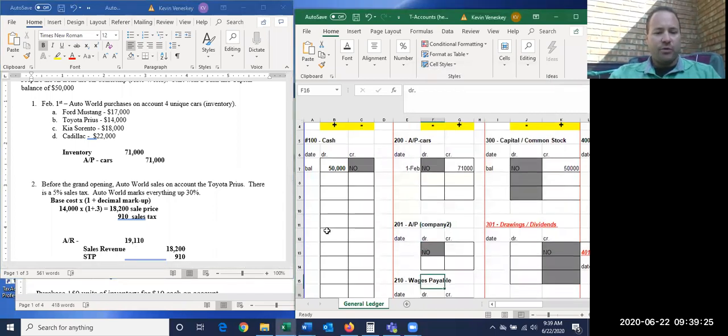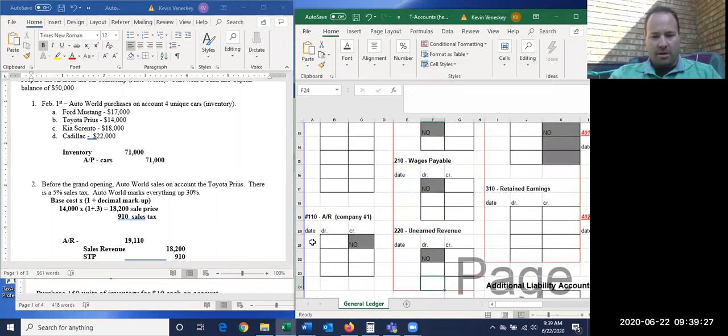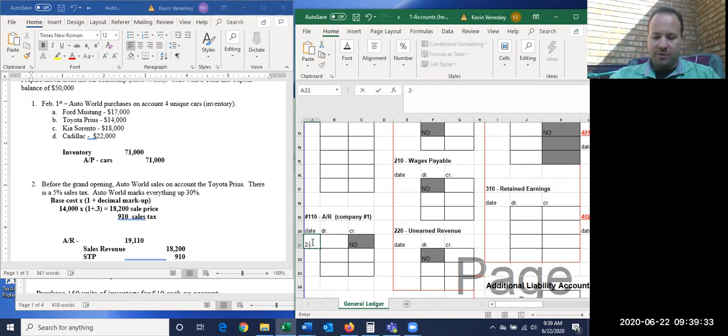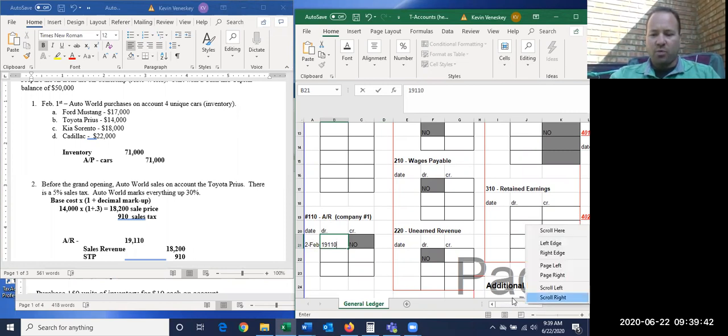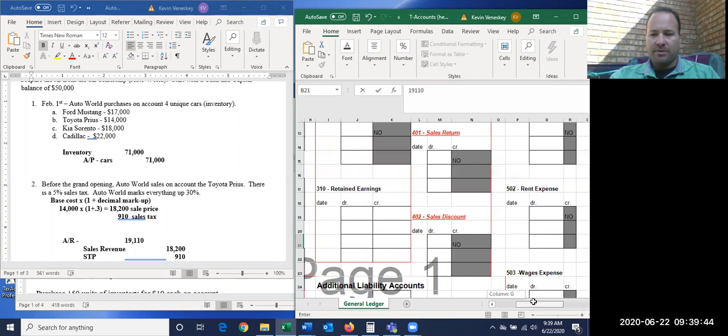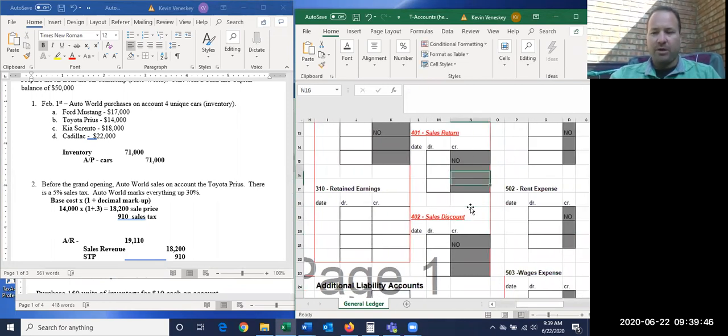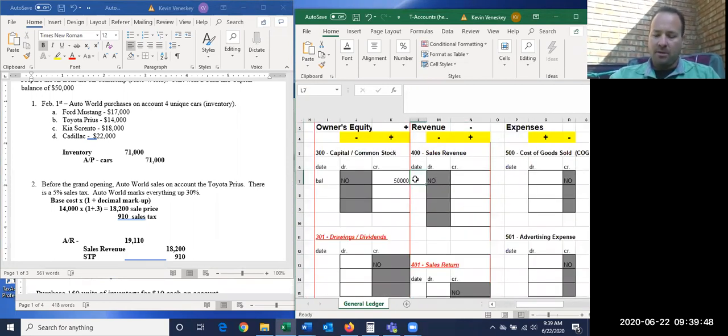Now we put these into our accounts here. Let's just call it 2-2, the second day of February, 19,110. And then we have a sales revenue. So come over to our sales revenue account. On 2-2, we had 18,200.